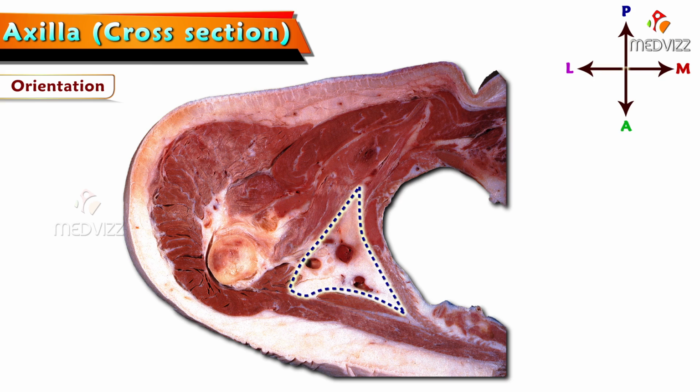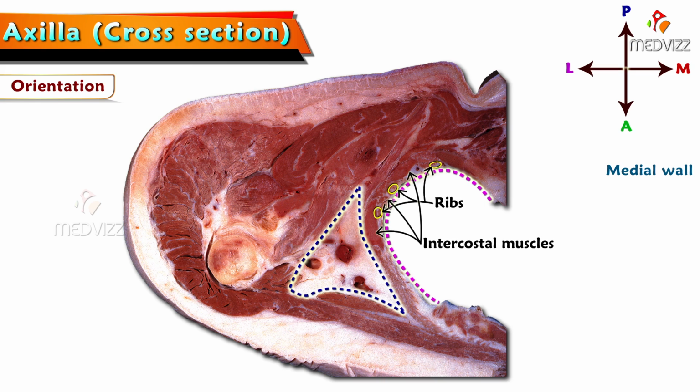When you see in the transverse section, there is a lateral convexity made by the chest wall. And here the chest wall is made up of upper four ribs and their intercostal muscles. So we can appreciate ribs, and we can see a few ribs along with the intercostal muscles. Hence this side is the medial wall of axilla.